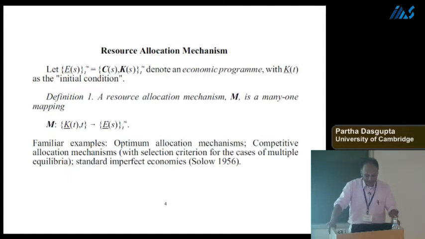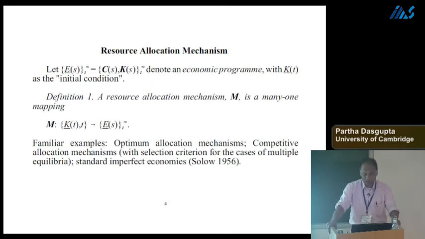Okay. Right. So let the vector e_s summarize an infinite sequence from t, denote an economic program with k_t as the initial condition. K's are stocks, c's are flows. Okay? A definition: a resource allocation mechanism, capital M, in bold, is a many-one mapping from the inherited capital assets at date t to an economic program starting from that date. That's it. Examples abound. And it's going to be useful for me to think like this because it forces us to think about playing around with imperfect economies as well as optimizing economies.